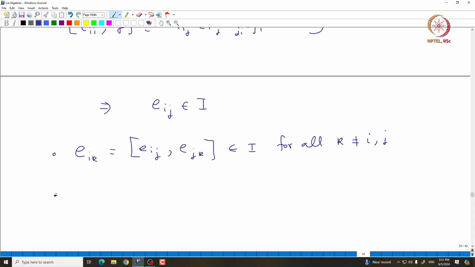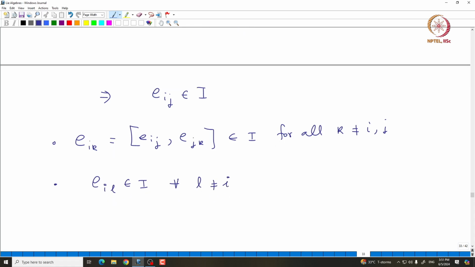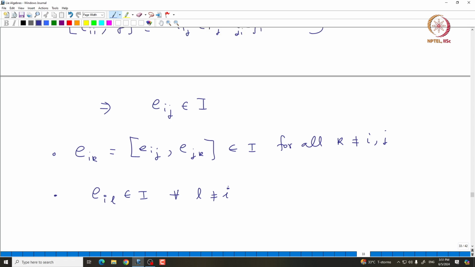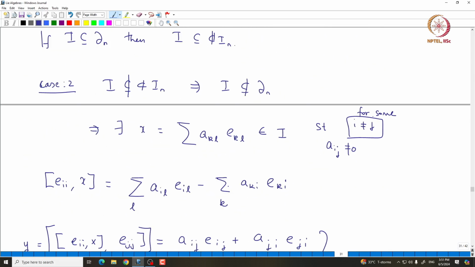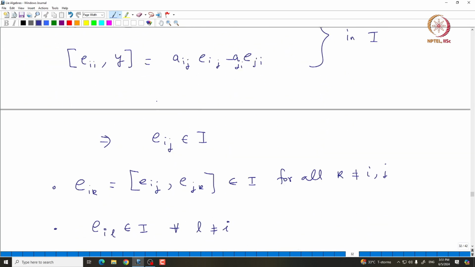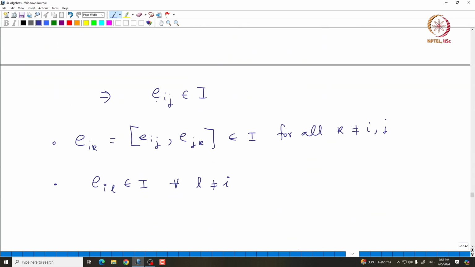So, now using this, you can immediately see that E_IL must be inside I for all L not equal to I. Slowly, we are going to say that all these E_ij with i not equal to j must lie inside I. Now, I is not contained in the C times identity, so I must be containing SLN, that is what we are trying to prove. We want to prove that the basis elements of SLN must lie inside I.